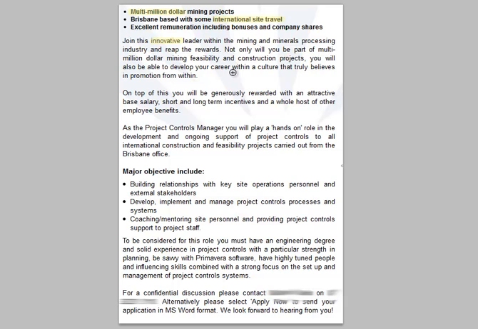Alright, so they're forward-thinking, enthusiastic, creative, and they're looking for someone to be involved in a company that will allow you to develop your career, and they promote from within. They will generously award you, and there's incentives and bonuses and benefits and that kind of thing.